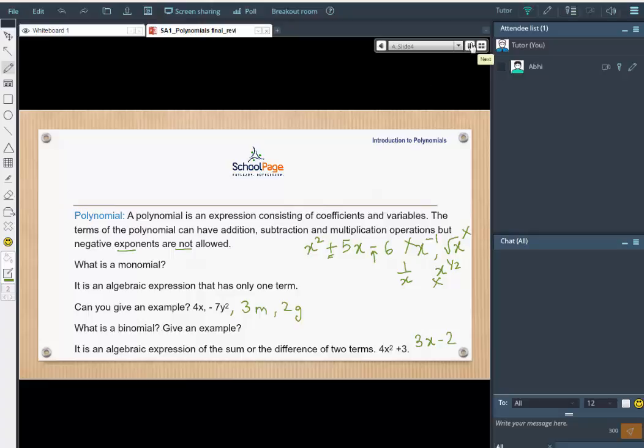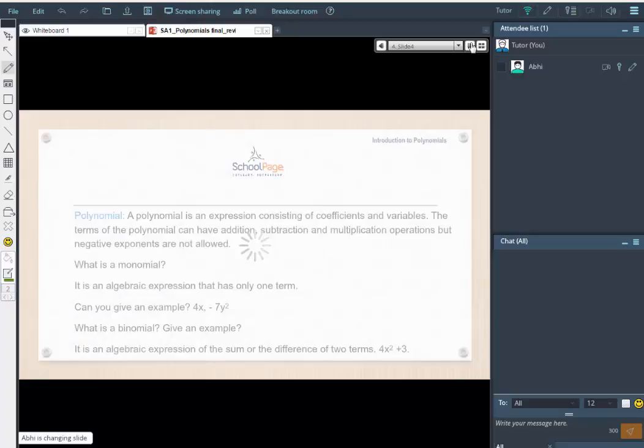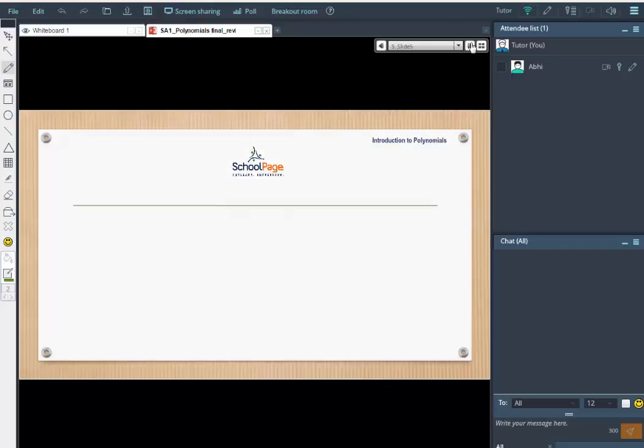Trinomial. Uh, x to the power of 5 plus x to the power of 4 plus 5. No, a trinomial means it should have how many terms? Three terms. Yeah, monomial had one term, binomial has two terms, so trinomial will have three terms. So now you were giving me an example for that. Can you tell me that example?